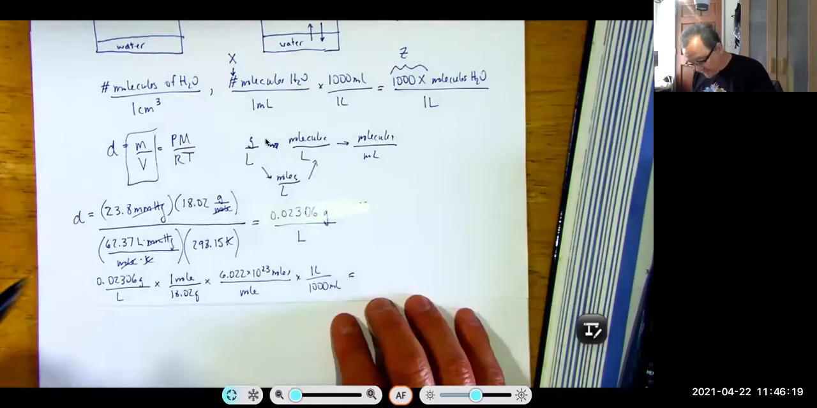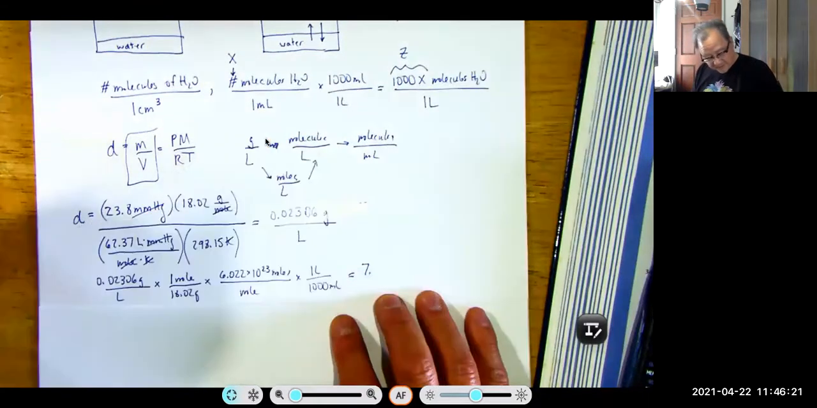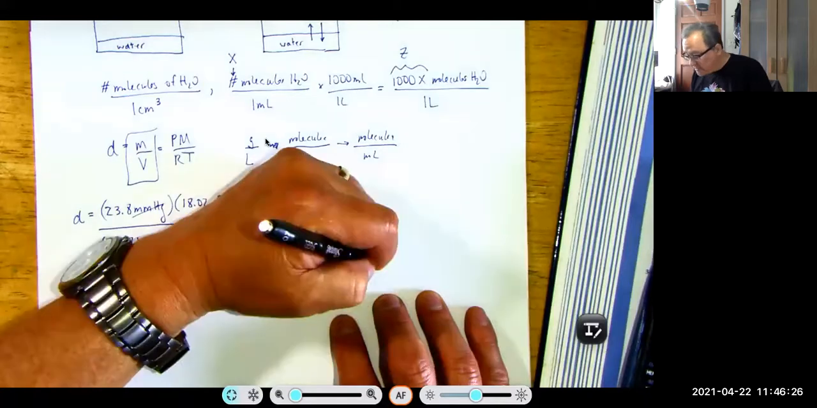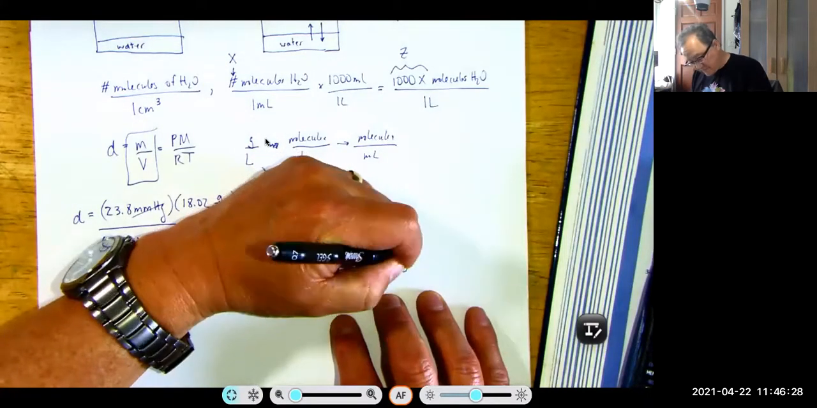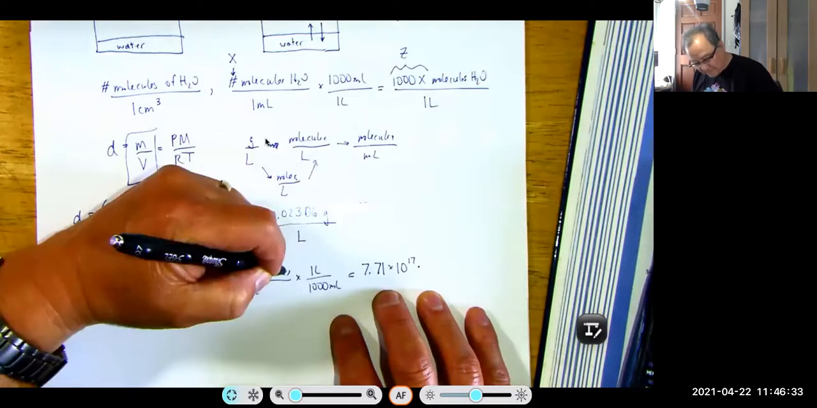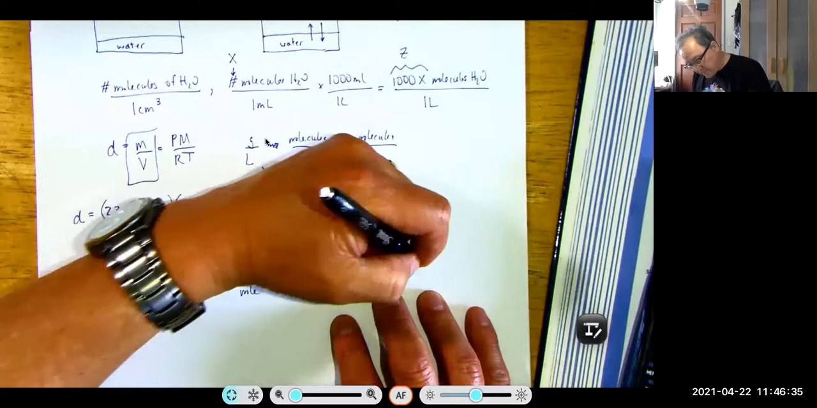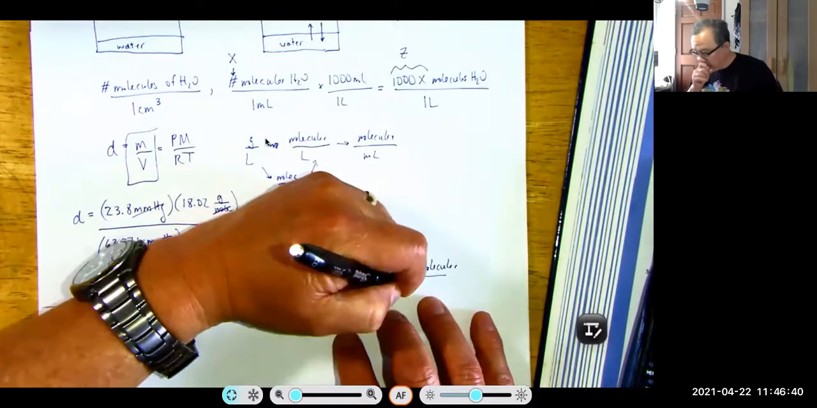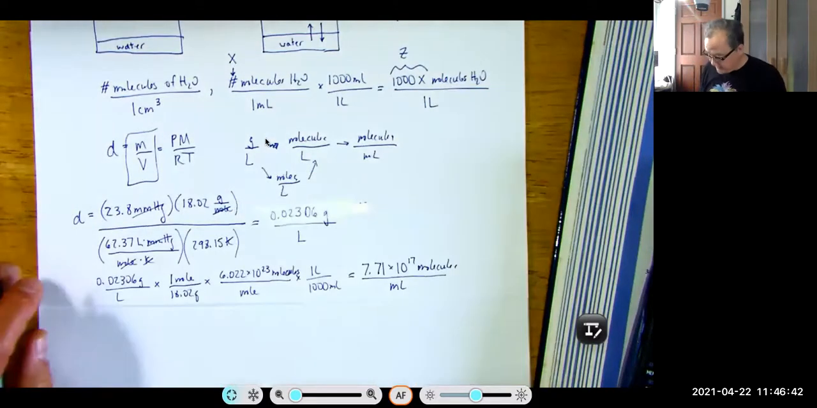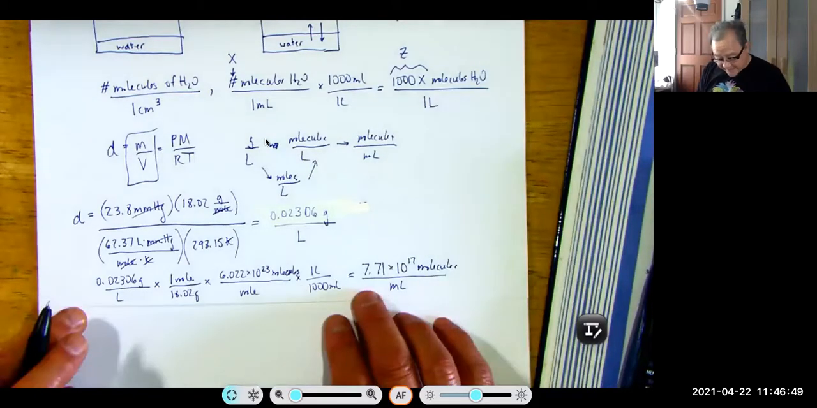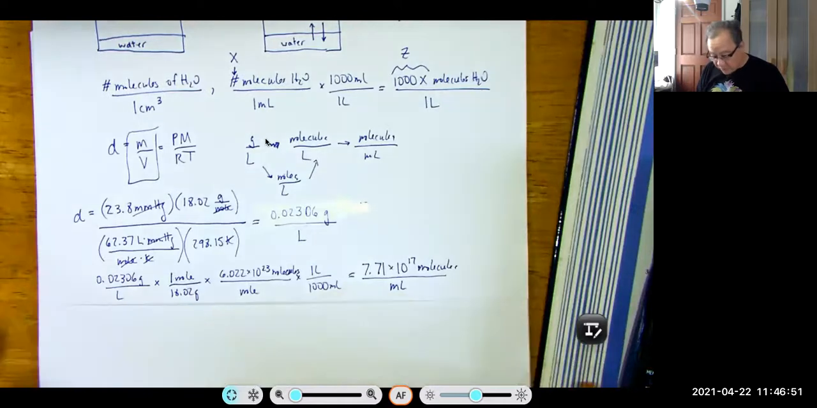Oh my goodness. I don't know if I did that right. That's what I got. 7.71 times 10 to the 17th molecules per milliliter.